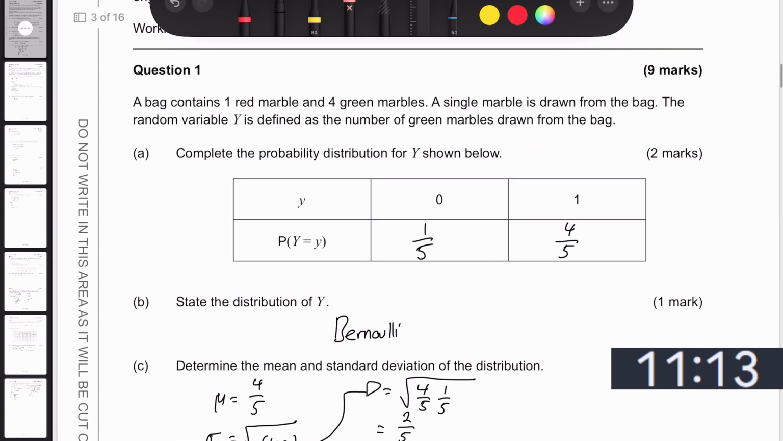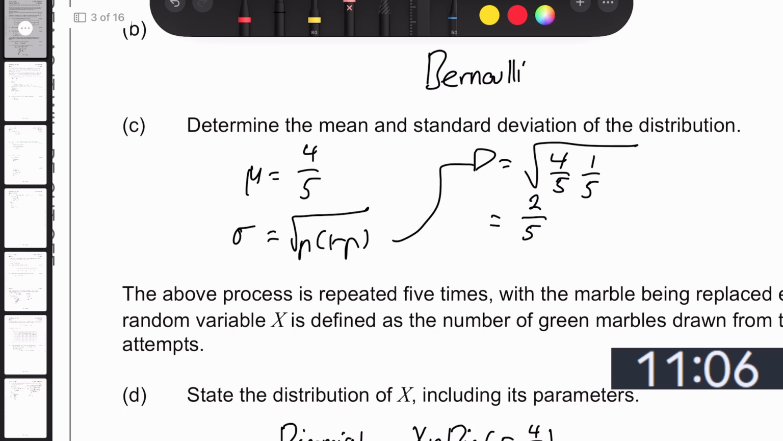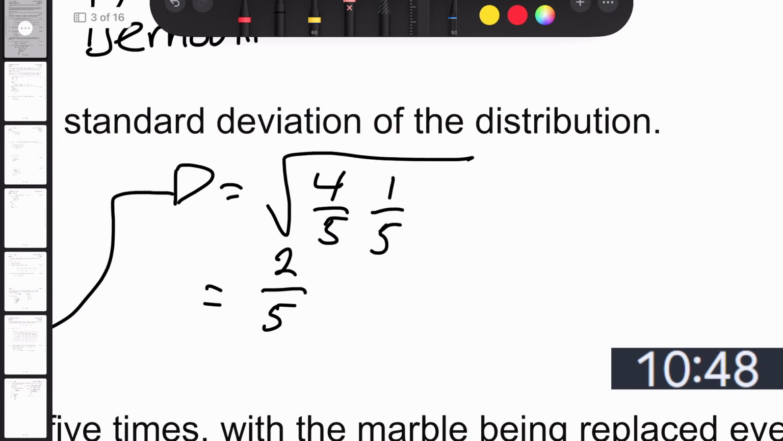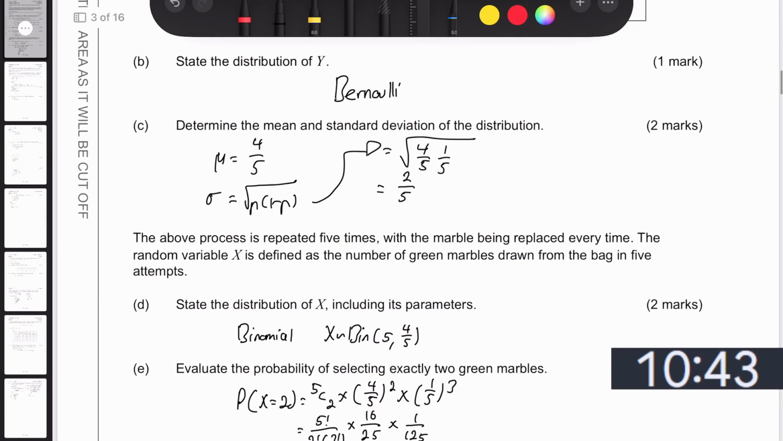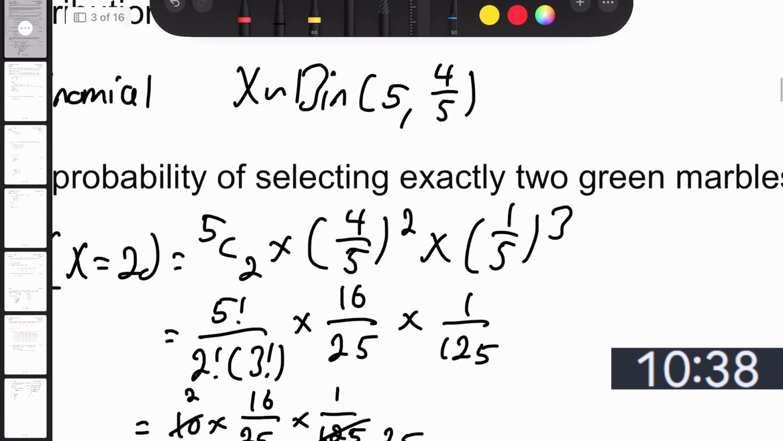So let's see. This is a Bernoulli. Y is number of green marbles. So for a Bernoulli distribution, you will have that the mean is P. Yeah. The variance is P times 1 minus P. So the standard deviation is going to be square root of that. So 4 on 5 times 1 on 5 is equal to 4 on 25. Square root of that is 2 on 5. So yep. If it's repeated 5 times, it's 5 times 4 on 5.